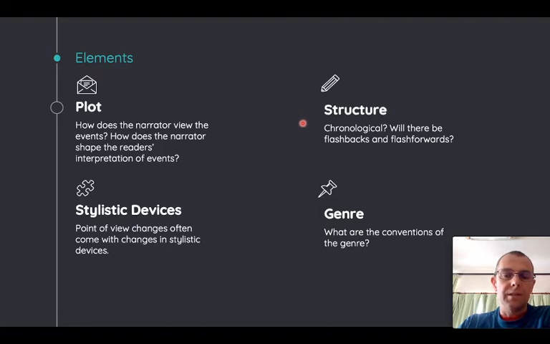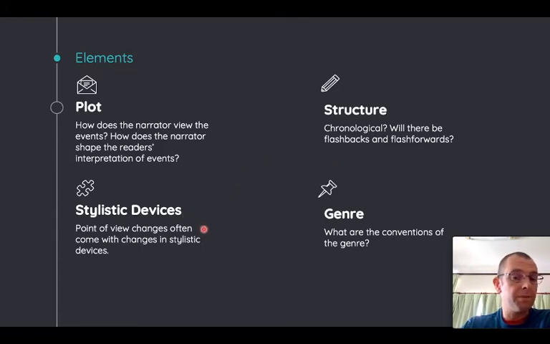Structure. Structural choices will come about because of the point of view. Does it need to be chronological? Will there be flashbacks and flash forwards, for example? And so oftentimes, if we see a story where the main character is perhaps older and they're reminiscing, we might get lots of flashbacks.